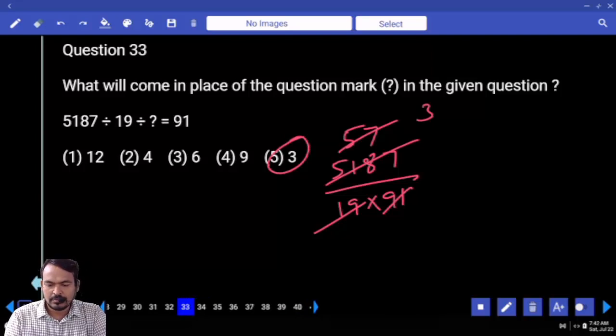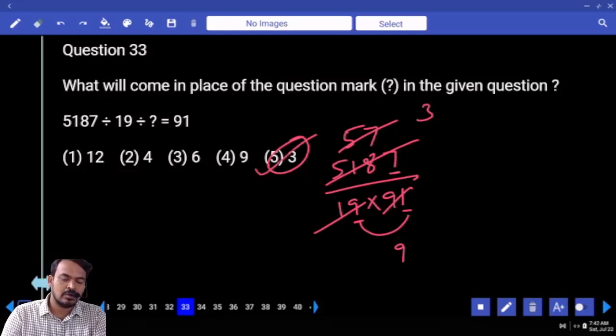Next question number. Verify the units position. What is the denominator? 9 into 1. In denominator we are getting 9. Numerator 7. Answer should end with 3. How many options? Only 1.